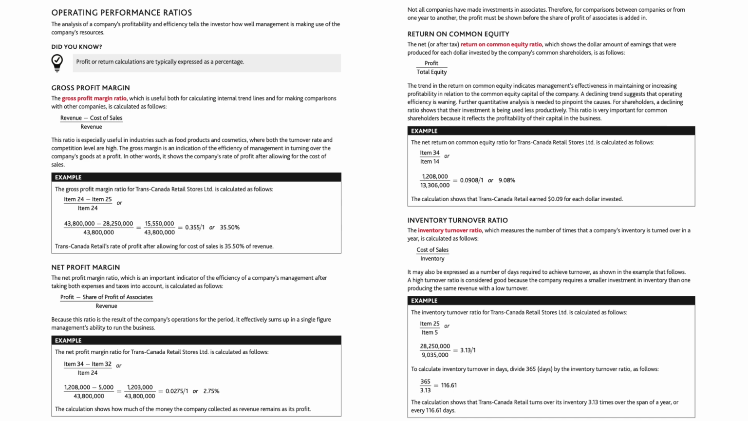Therefore, for comparisons between companies or from one year to another, the profit must be shown before the share of profit of associates is added in.